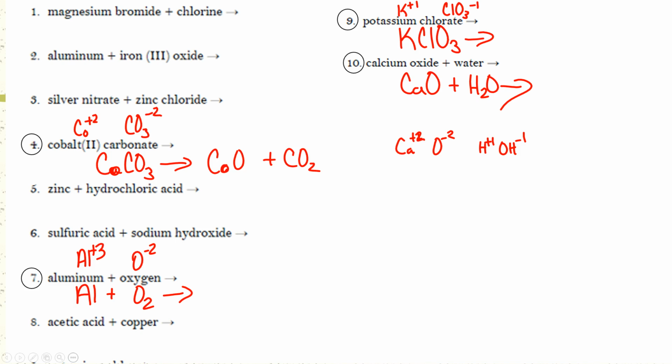Aluminum's a +3 charge, oxygen's a -2. So what should my formula end up being whenever we get aluminum oxide? Should get Al2O3. Now there we do have to balance. Put a 2 there, 3 there. Actually, I'm going to put a 4 in front of aluminum and then a 2 in front of aluminum oxide. All right.